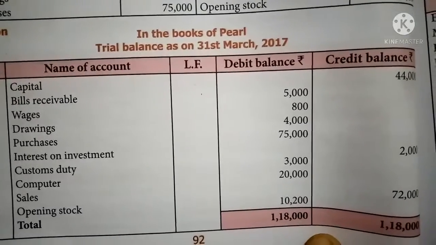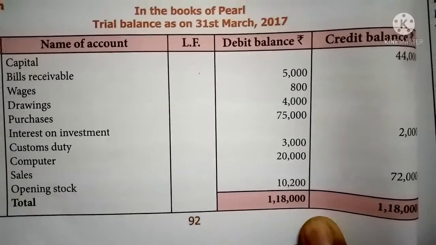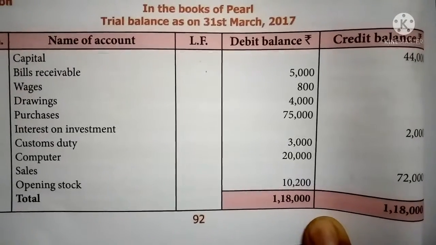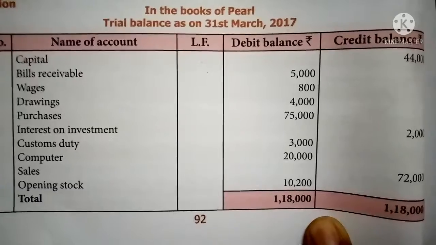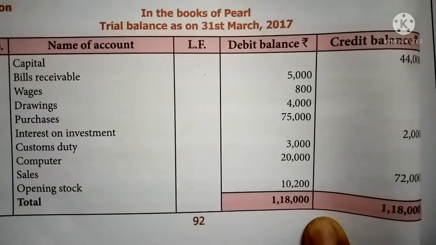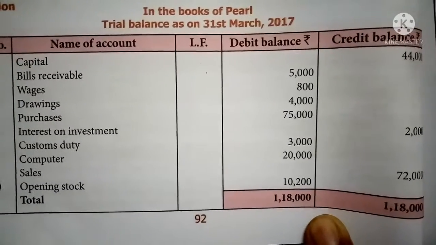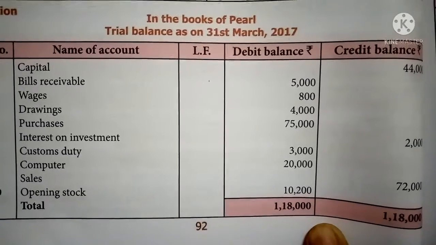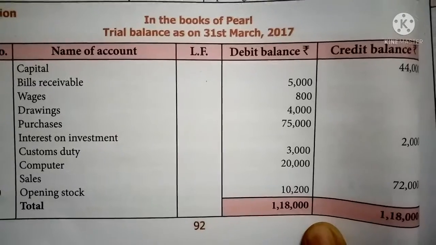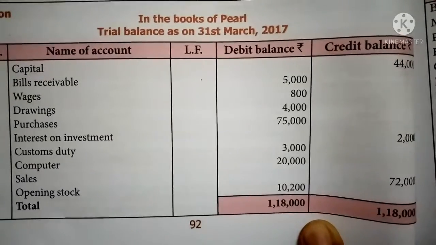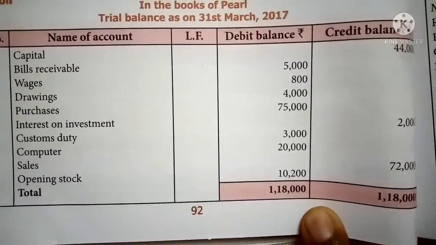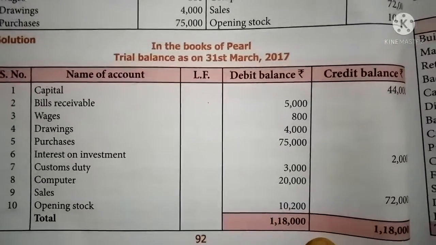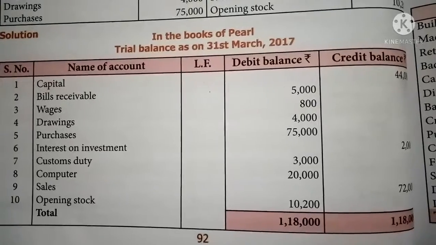The total must agree, then only it is assumed that the given sum is correct. If the total does not agree, you can once again go through and find where we committed the mistake. So the total will be 1,18,000 in the debit column as well as in the credit column. So likewise you can easily prepare the trial balance. So trial balance problem is very easy one.